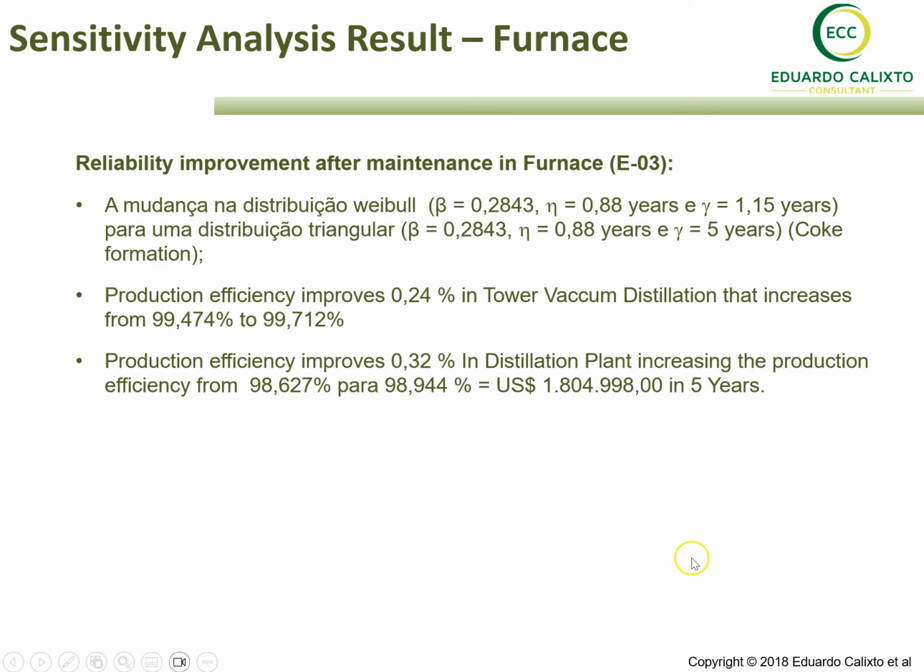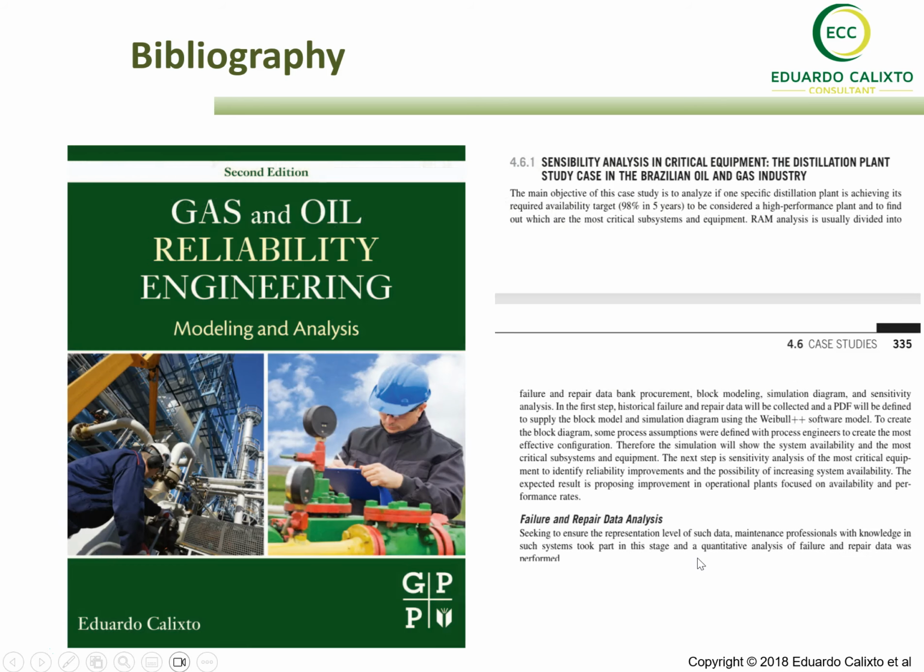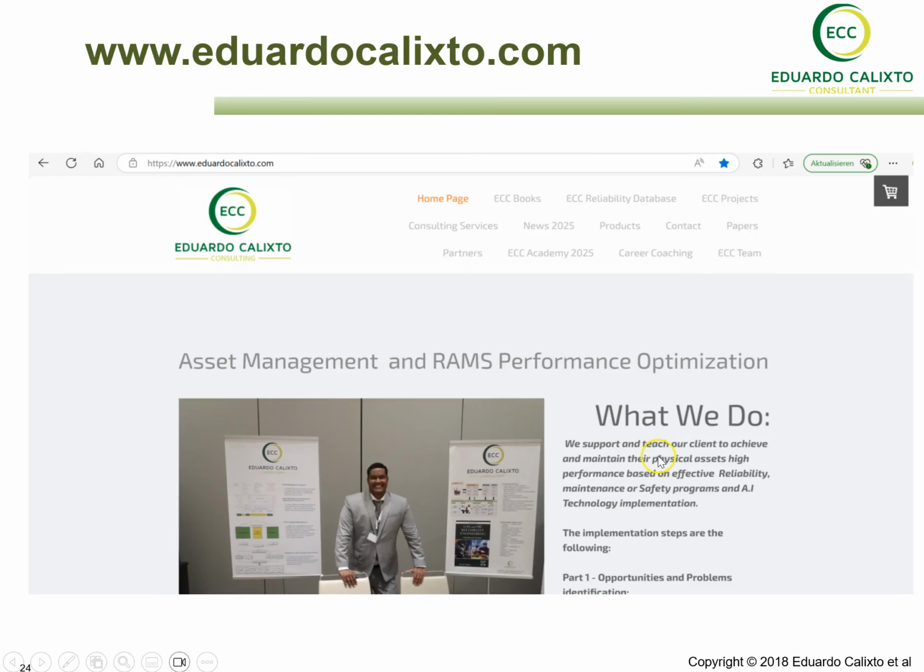Then of course some critical pumps were also considered. You can find this case study in my bestseller book, Gas and Oil Reliability Engineering, on page 335, in the chapter on RAM analysis, chapter 4, and this is case 4.6. This case explains the system.